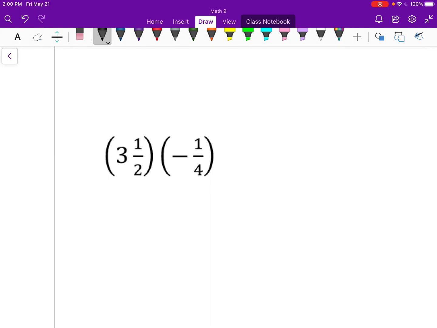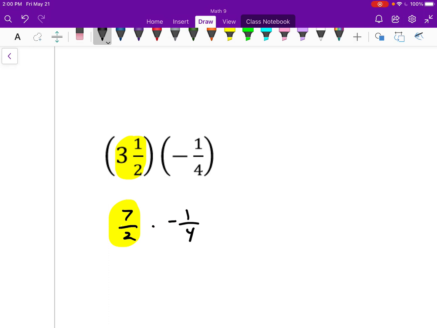And so let's look at this example. 3.5 times negative 1/4. I know I'm multiplying because, again, there's no symbol there, so that has to be multiplication. And so first thing I want to do is take this 3.5 and write it as an improper fraction. 3 times 2 is 6. Add it to the top. You get 7/2 times negative 1/4.